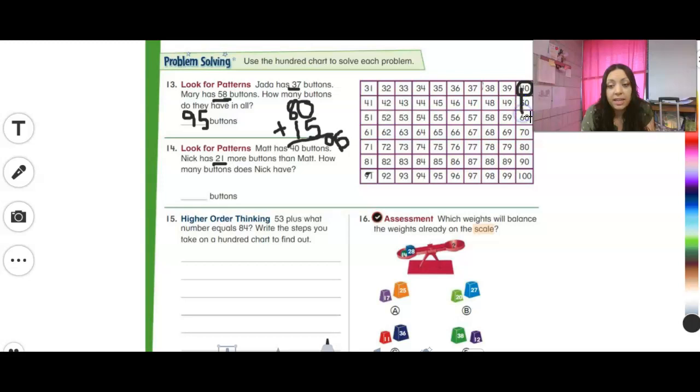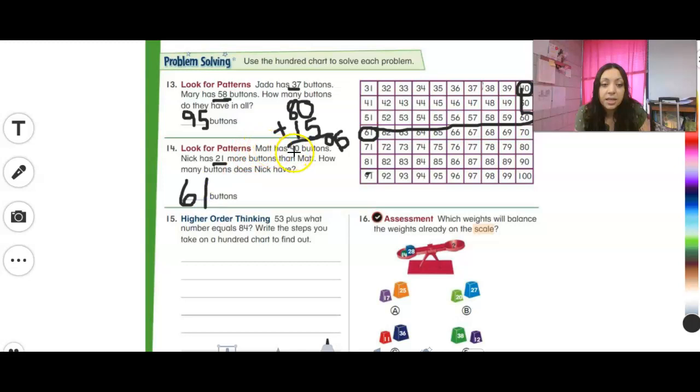1, 2, and I get to 60. But look, I have one more to add. When I add, I always go to the right, but I'm at the end of my line, so I need to come all the way down to the next line. And I land on 61.